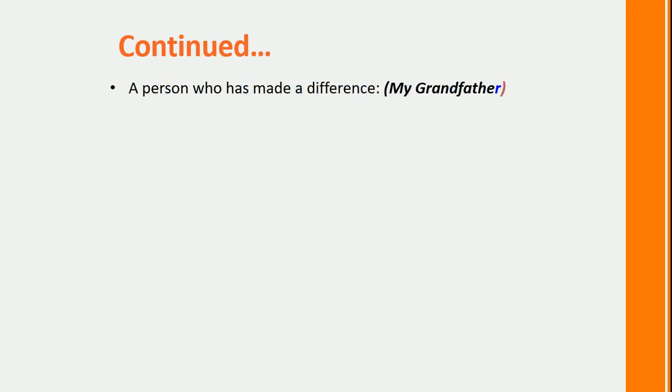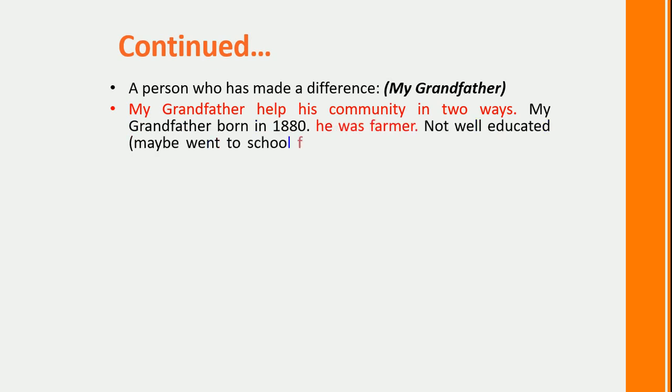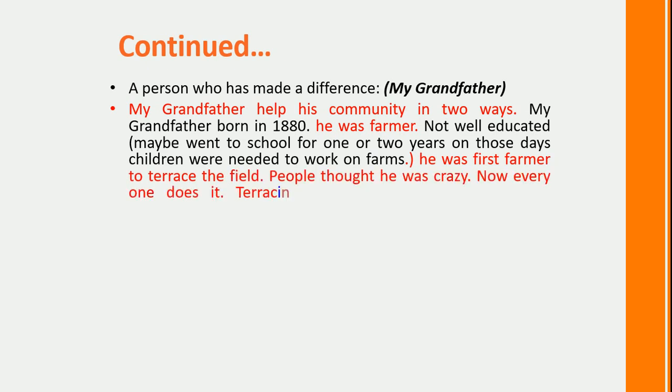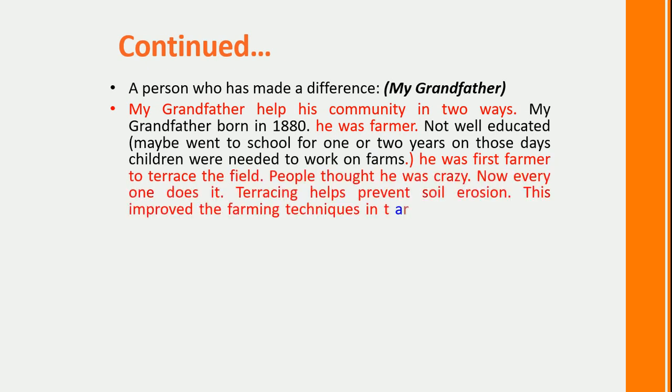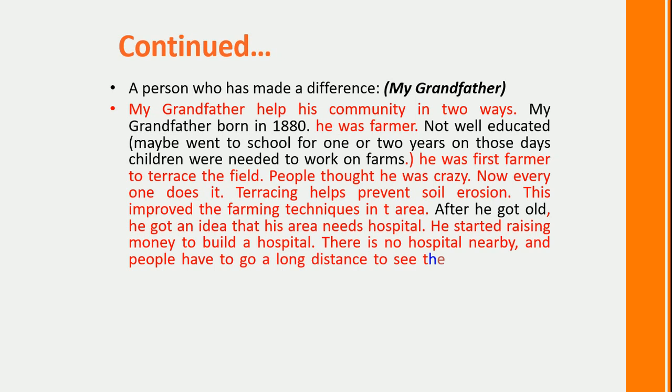Now continue. The person who has made a difference, my grandfather, you can check it out. My grandfather helped his community in two ways. My grandfather was born in 1818. He was a farmer, not well educated. You can see this topic. You can read it by yourself. It's the topic that we have been talking about since we started the discourse over the process of writing.